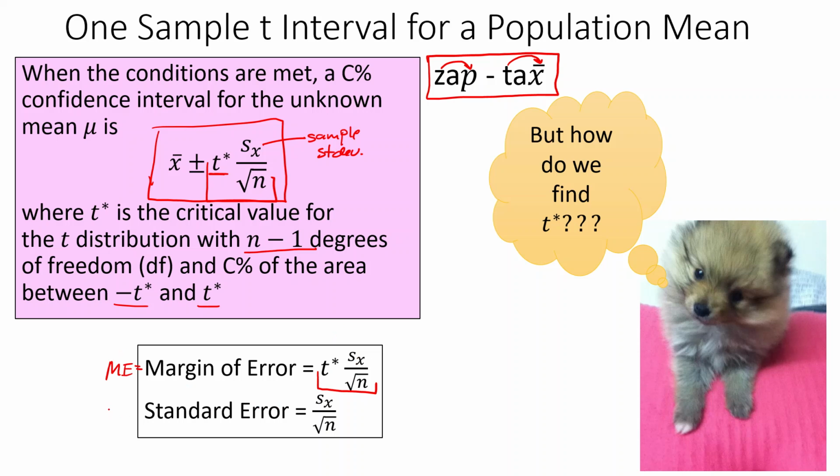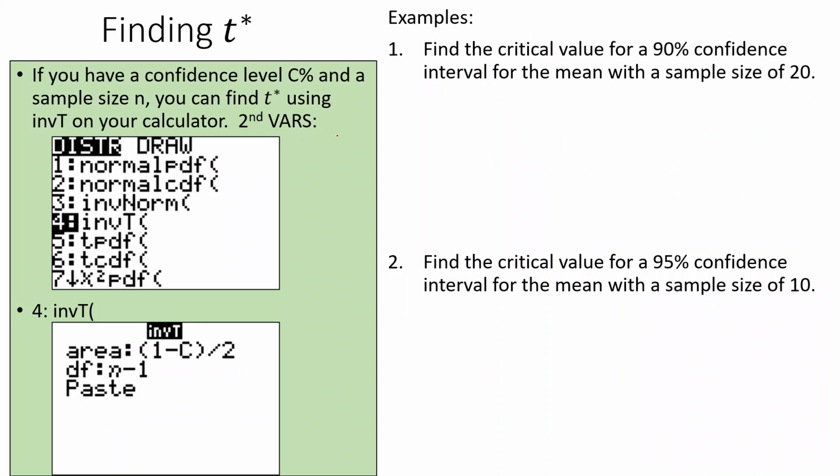And our standard error of x bar is the standard deviation of the sample divided by the square root of n. The question that should come up now is, how do we find t star? We know we can find z star with inverse norm. Well, built into your calculator is an inverse t operation. There's also, like, we have normal CDF and normal PDF, and CDF is always the one we use with normal. Well, we also have a t CDF, so that's there too.